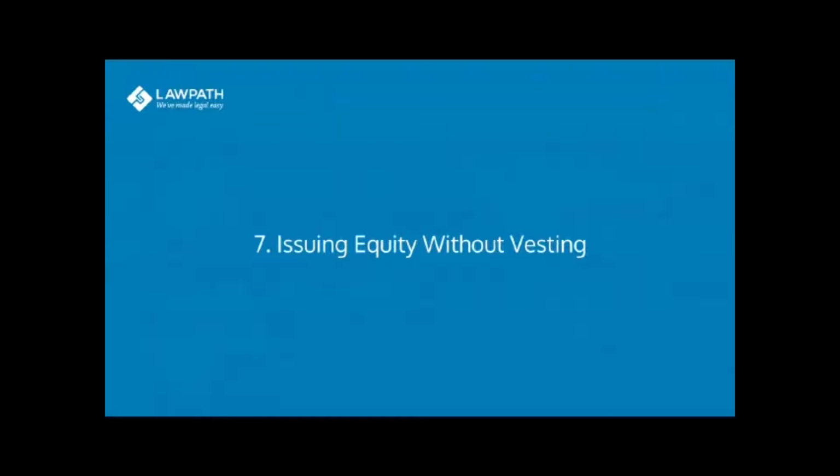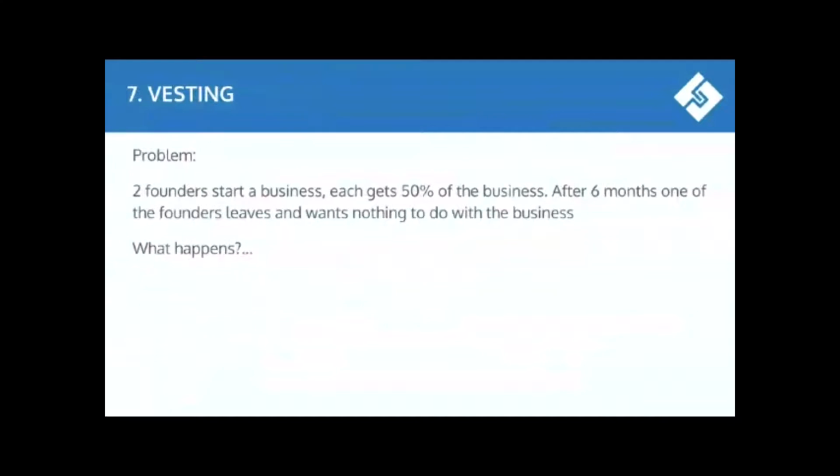All right, number 7 is when you have co-founders in the business. This one is a little bit complicated. I do want to touch on it very quickly though. And this is the issue around vesting. So here's the problem. You have 2 founders, they start a business. They each get 50% of the business, which seems fair. However, after 6 months, one of them has a baby and decides to leave and wants nothing to do with the business anymore. What happens? Well, the problem is that that person just walks away with 50% of the business, and the other person is stuck in the business doing 100% of the work for only 50% of the reward.